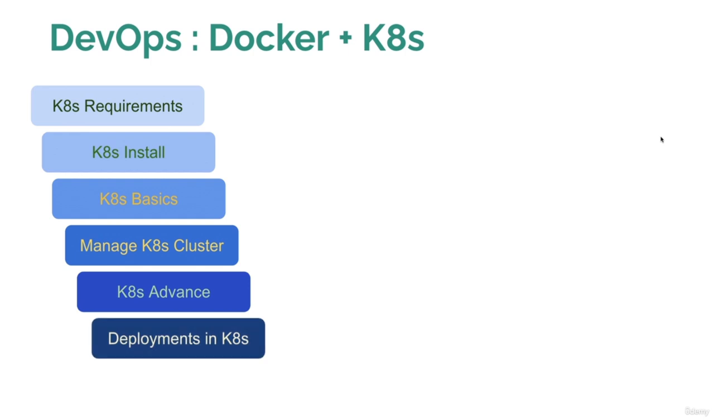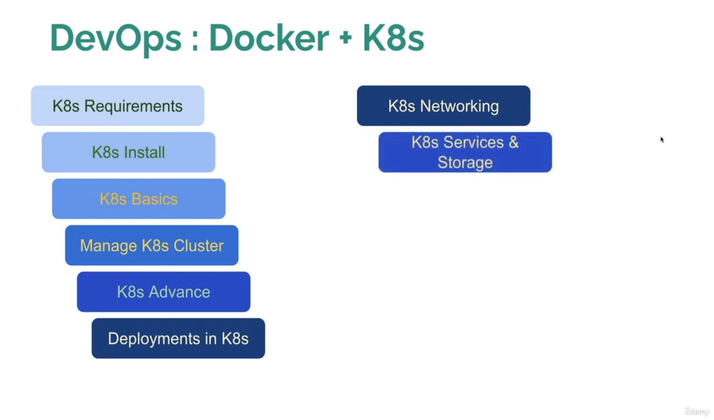Then we will see how you can do deployments in Kubernetes. There are multiple ways and we will see all of them. We will also learn about Kubernetes networking, which is definitely an important part. We will see Kubernetes services and storage. Here, Kubernetes services means the Kubernetes object which you will deploy for your application access. We will go through these things in great detail.